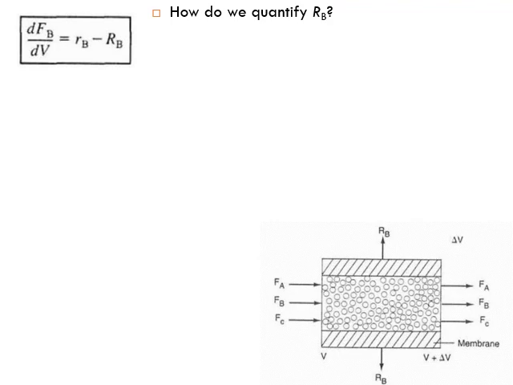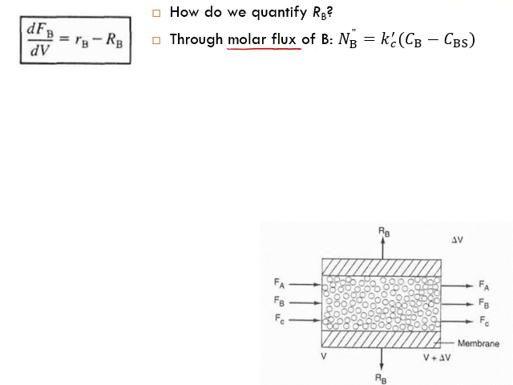Well, you know that RB is related to the rate of diffusion per unit volume, right? Therefore, you will be thinking, maybe I need to go back to the mass transfer course, where we talk more about diffusion. Like, let's do that. Let's talk about the molar flux of B.